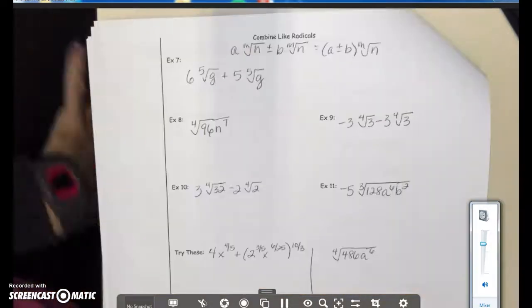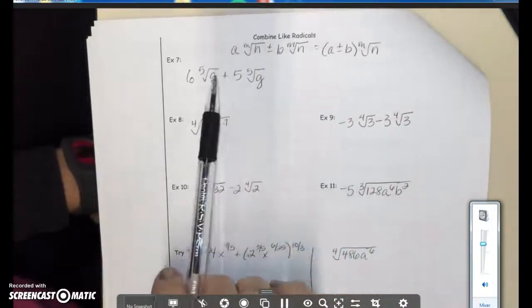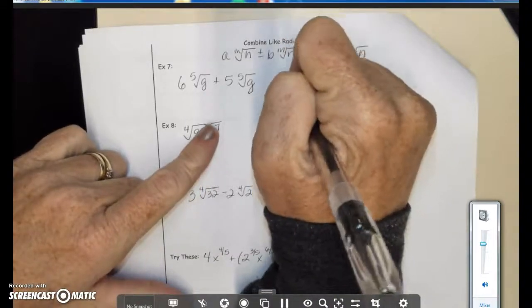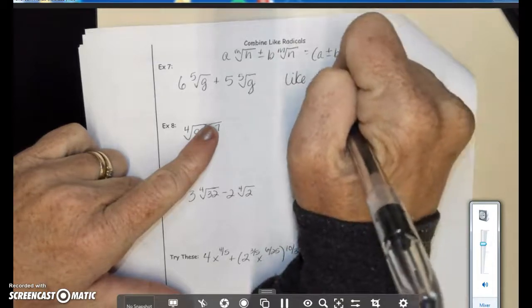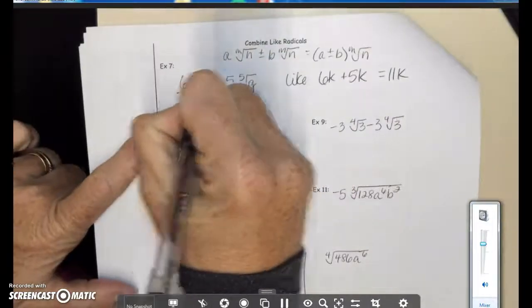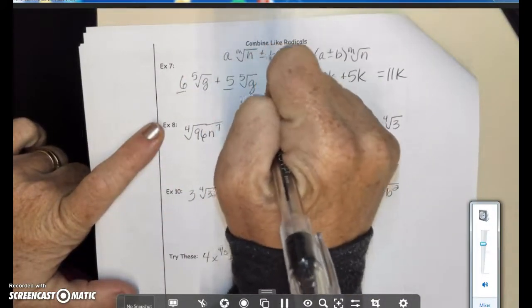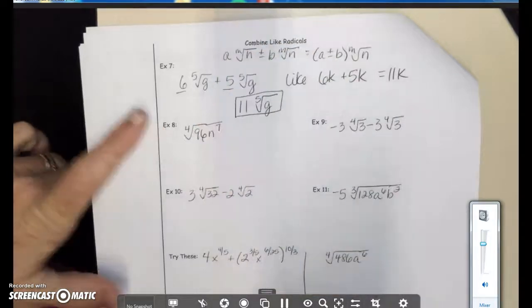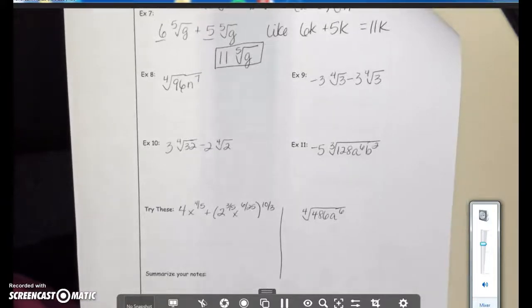Okay, great. Moving along to the next page, this is where we were talking about combining like terms. I want you to envision, it's really just like if you had 6k plus 5k, or 6x plus 5x, and that would just give you 11k. Exact same thing here, you're just combining those coefficients. So you would have 11 and the 5th root of g. Super easy. There are some examples I want you to write down here, try to simplify those, and then come back and check your work against what I've got.